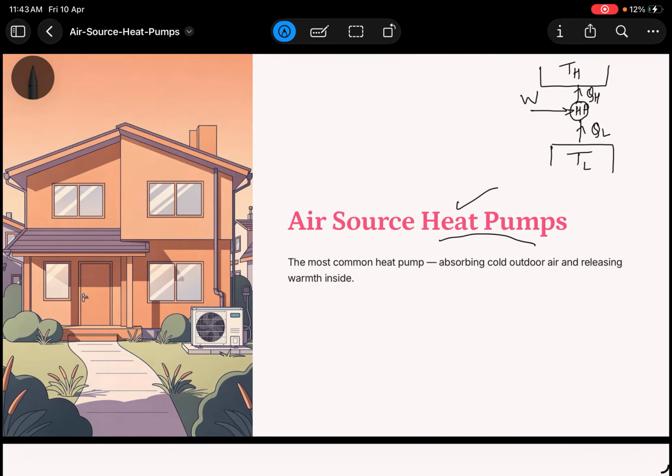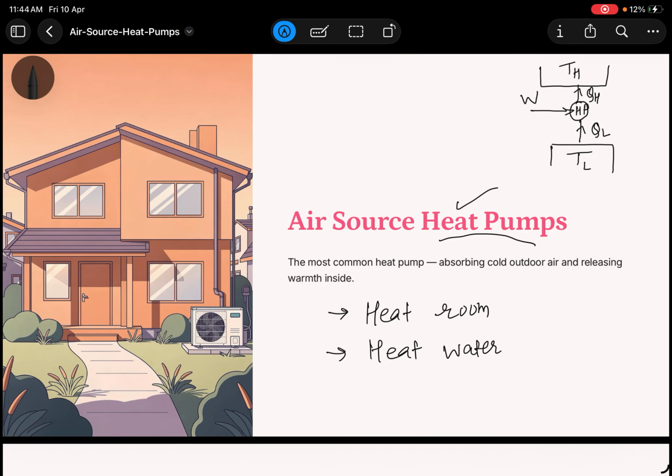Now, why is this sort of application required? Heat pumps have a common application: if you want to heat a room or heat water, then this technology could be fruitfully used. There are some other applications also, but we would talk about these two, heating the room and heating the water. There are alternate ways of heating the room. You can employ an electric heater, but a heat pump is more efficient.